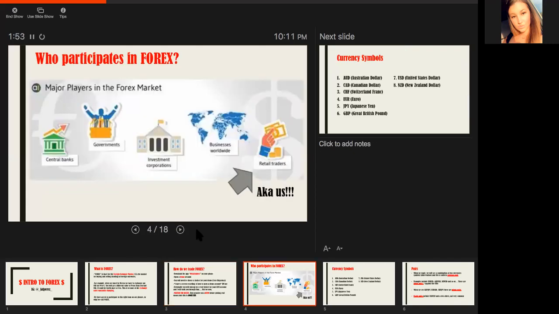This is basically showing the people who participate in Forex. We have our central banks, our governments, investment corporations, businesses, and then here's us right here, the retail traders. So we do this from home.